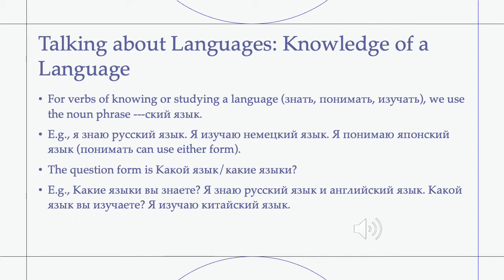For example, we could ask, какие языки вы знаете? What languages do you know? Я знаю русский язык и английский язык. I know Russian and English. Какой язык вы изучаете? What language are you studying? Я изучаю китайский язык. I am studying Chinese. So that is the basics for how to talk about skill in a language and knowledge in a language. It's not that complicated, but you do need to remember the по-русски versus русский язык distinction.